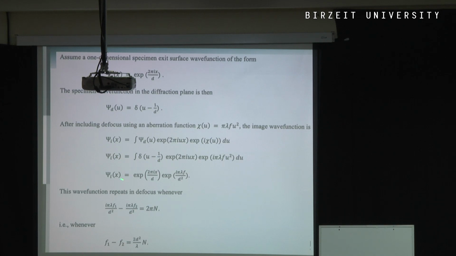and then we evaluate this expression back in real space, we end up with a function which repeats in defocus such that the term inside the exponent here repeats in defocus whenever the 2 defocus values satisfy this expression here. The difference between these 2 terms for different defocus values is 2 pi times an integer. In other words, when the change in defocus is 2d squared over lambda times an integer, exactly the expression on the previous slide.